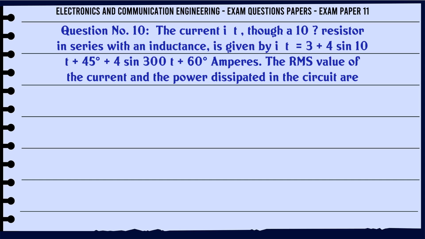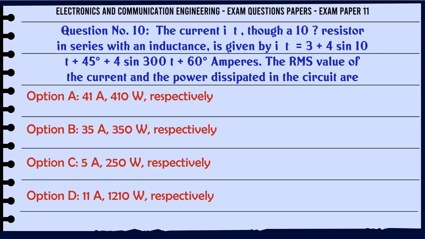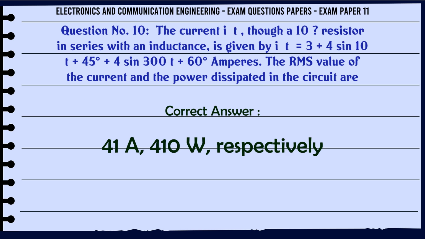The current i(t) through a 10 ohm resistor in series with an inductance is given by i(t) = 3 + 4 sin(10t + 45°) + 4 sin(300t + 60°) amperes. The RMS value of the current and the power dissipated in the circuit are A 41 A 410 watts respectively, B 35 A 350 watts respectively, C 5 A 250 watts respectively, D 11 A 1210 watts respectively. The correct answer is 41 A 410 watts respectively.